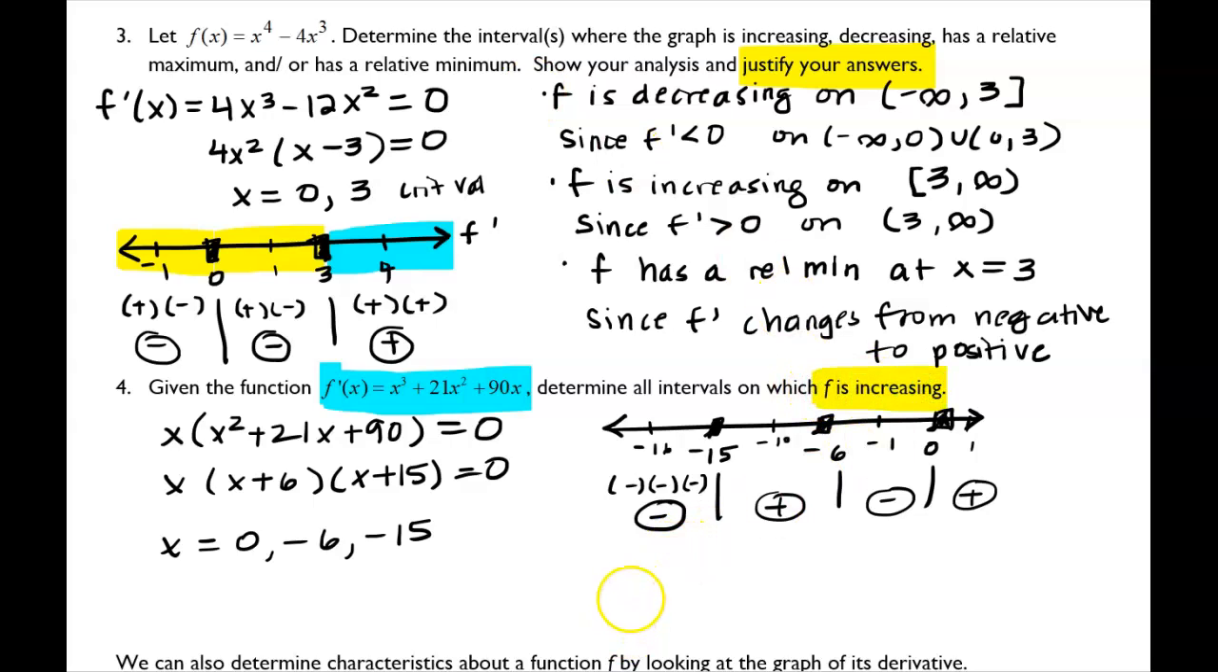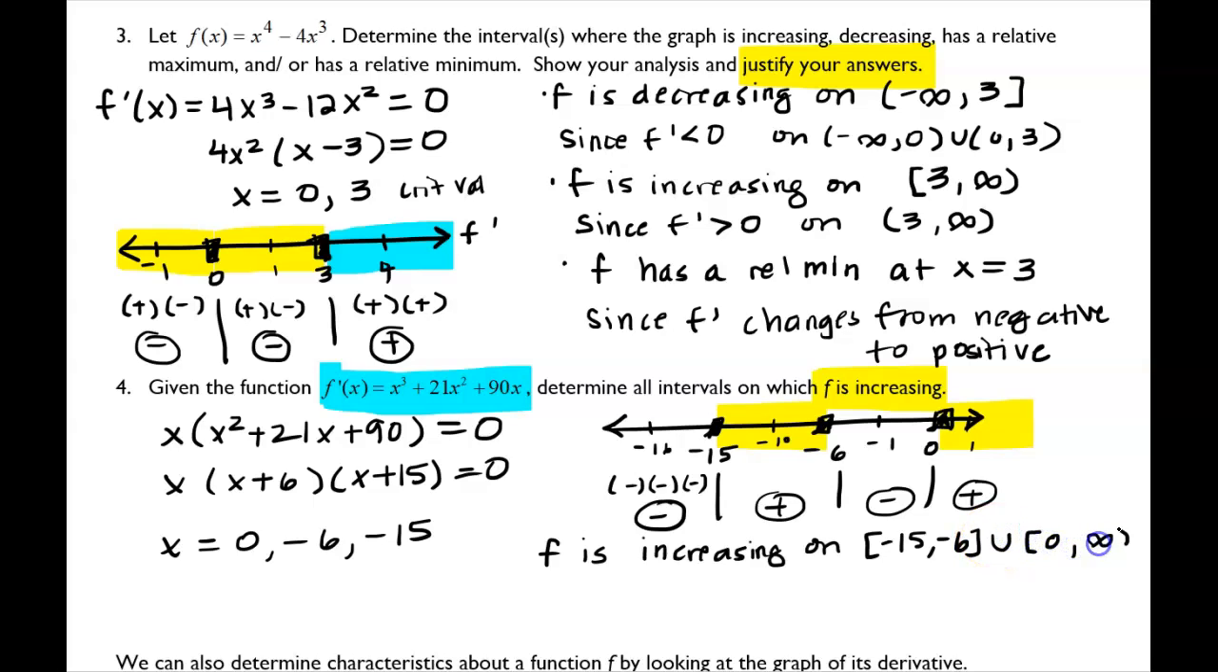And so that means, again, I'm going to check to see where my derivative is positive. So that's between negative 15 and negative 6, and after 0. And so let's write out our justification. f is increasing on negative 15 to negative 6, union 0 to infinity, since f prime is greater than 0 on negative 15 to negative 6, union 0 to infinity.